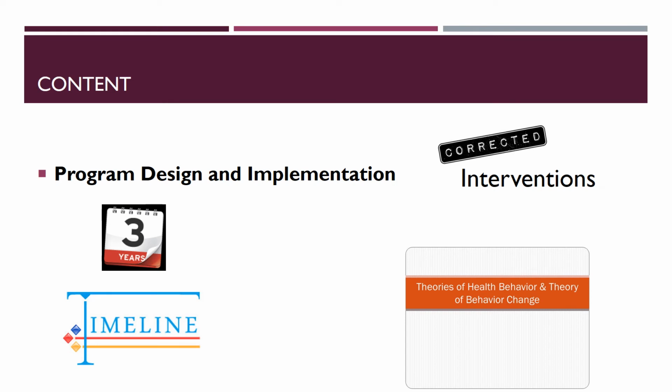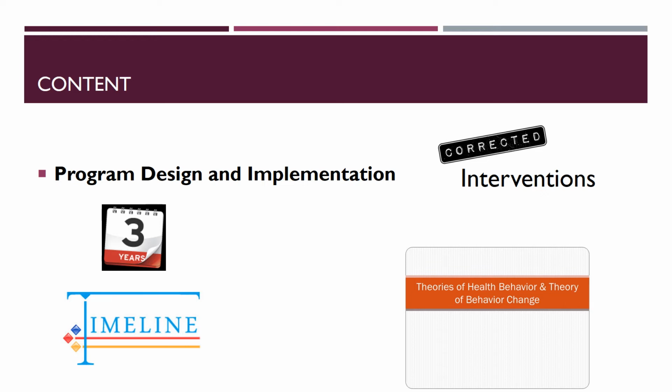Then for your program design and implementation, in this section you should discuss the program format by explaining the program design and the implementation. You can mention the time frame with a reference to the timeline in the appendix, and we'll talk more about the appendix in just a little bit. This is also where you will include your corrected interventions. Now is the time to also mention the behavior change theory that might be most appropriate for your target group and your topic.